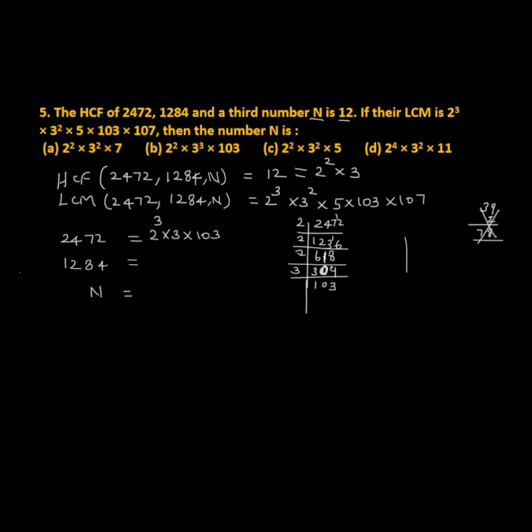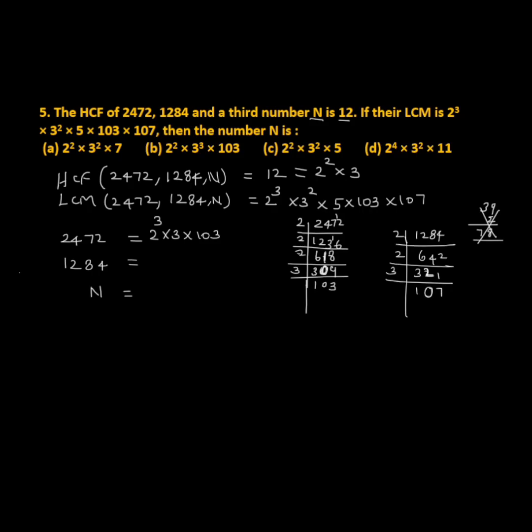Then the next number, 1284. So 2 table: 6 times, 4 times, 2 times. Then 2 table: 3 times, 2 times, 1 time. And then again, 3 table, we can take 1. Again, we cannot divide 2. We cannot divide 2 by 3. So we need to write 0.